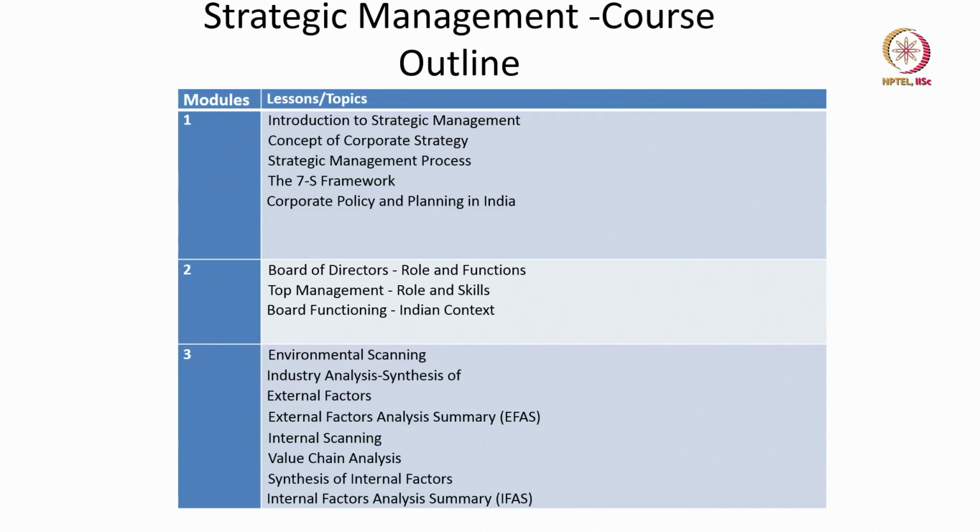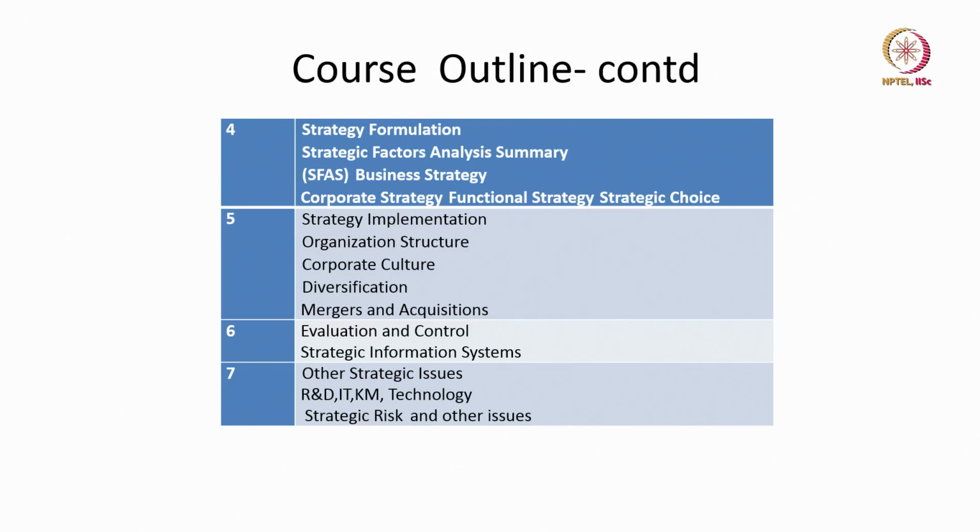Similarly, we do an internal scanning with respect to the organization, where we look at value chain analysis, synthesis of internal factors, and then again come out with an internal factors analysis summary, that is IFAS. This is the third module. In the fourth module, we look at strategy formulation. From the IFAS and the EFAS models, we formulate a strategic factors analysis summary, that is called SFAS. Then we look at business strategy, corporate strategy, functional strategy, and strategic choice.